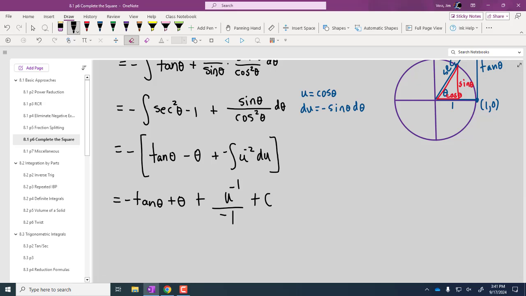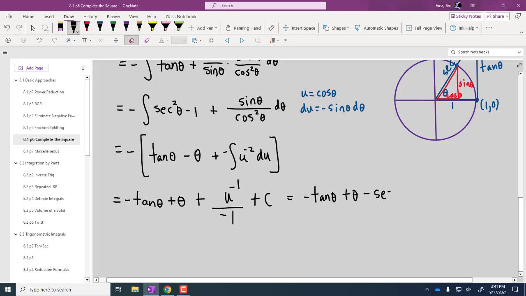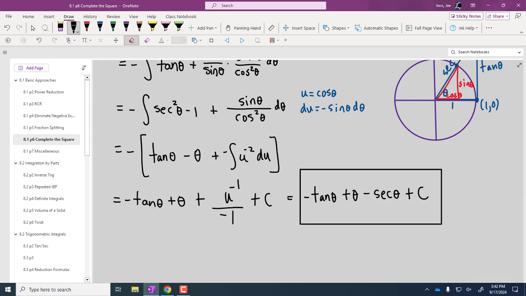And the last step is to do back substitution. So we're going to have negative tan plus theta minus 1 over u. u is cosine. What's 1 over cosine? So we have that 1 over cosine gets replaced with secant. Lo and behold.